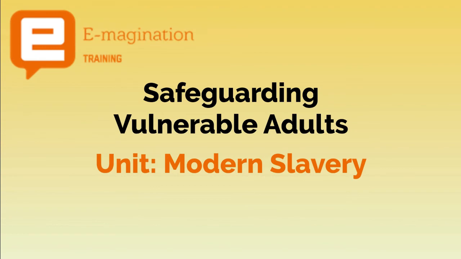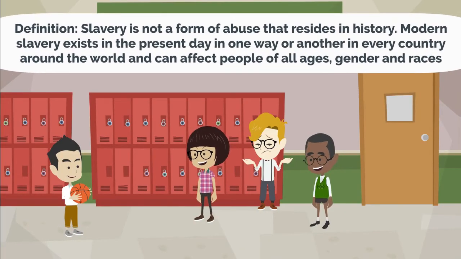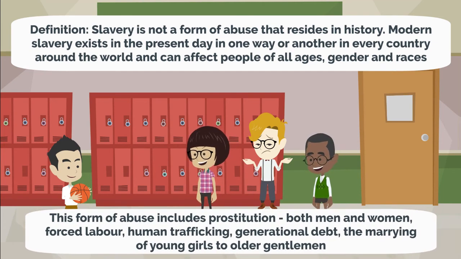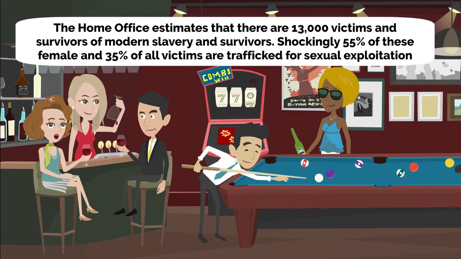Let us now look at modern slavery. The definition of this tells us, slavery is not a form of abuse that resides in history. Modern slavery exists in the present day in one way or another in every country around the world and can affect people of all ages, gender and races. This form of abuse includes prostitution, both men and women, forced labour, human trafficking, generational debt, the marrying of young girls to older gentlemen. The Home Office estimates that there are 13,000 victims and survivors of modern slavery.